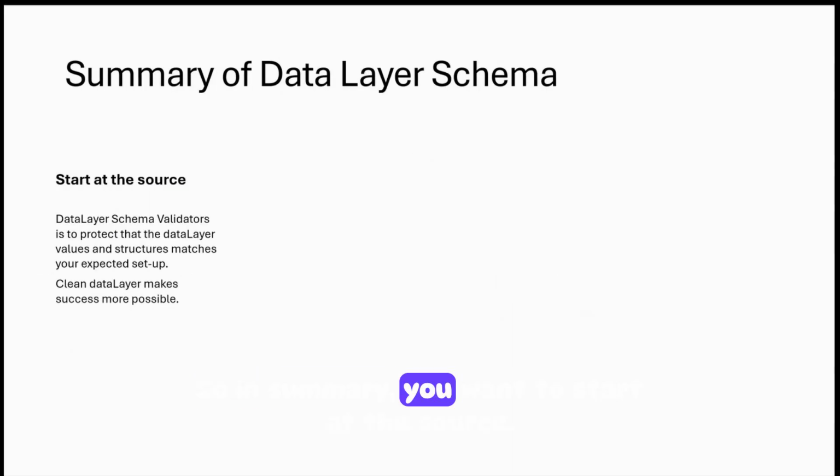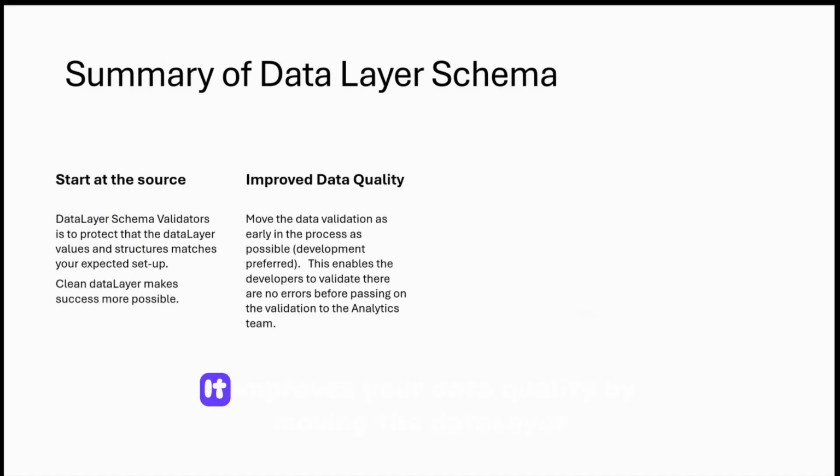So in summary, you want to start at the source. The data layer schema validation is to protect that the data layer values and structure match your expected setup. A clean data layer makes success more possible. It improves your data quality. By moving the data validation as early in the process as possible, development is preferred. This enables the developers to validate there are no errors before passing on the validation to the analytics team.